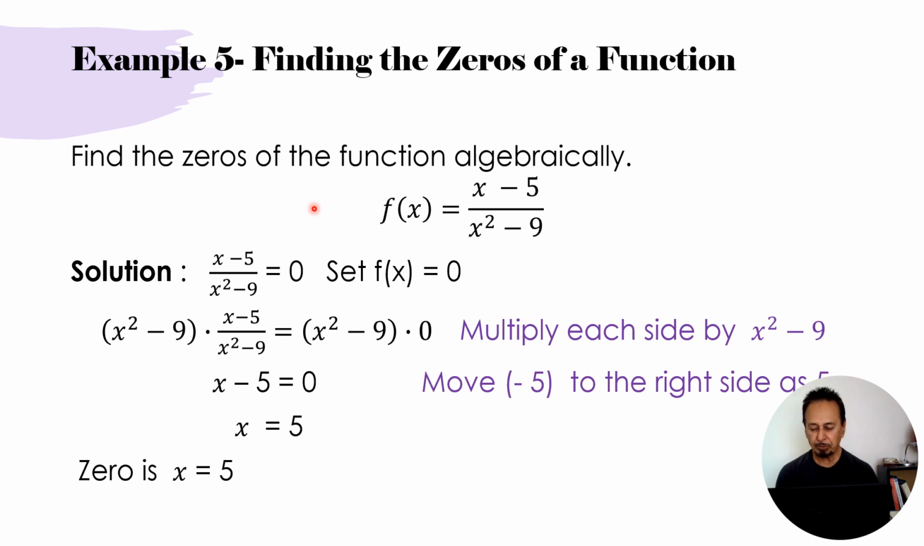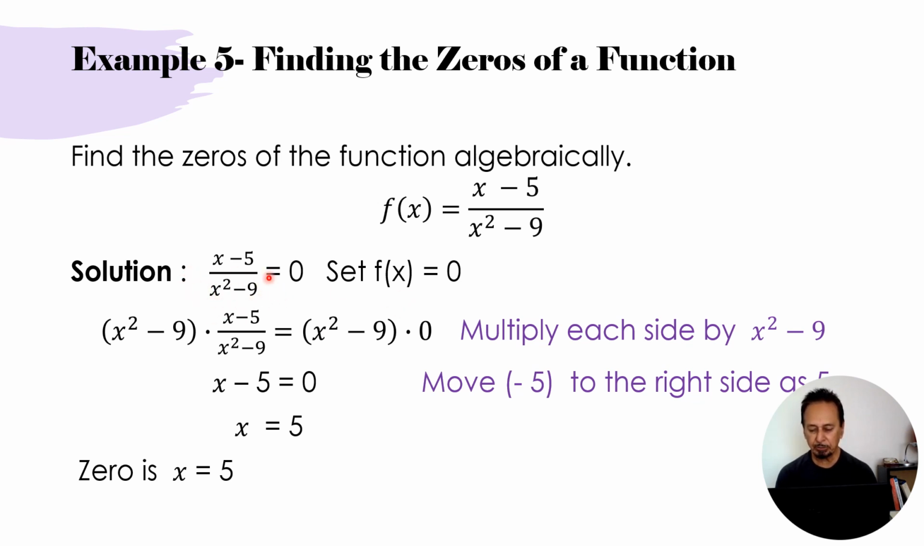Okay, so let's find the zeros of this function. f(x) equals x minus 5 over x squared minus 9. As usual, we set this to 0. And now, since it is a rational function equation, we find the LCD, and there is only one fraction. So the LCD is x squared minus 9.